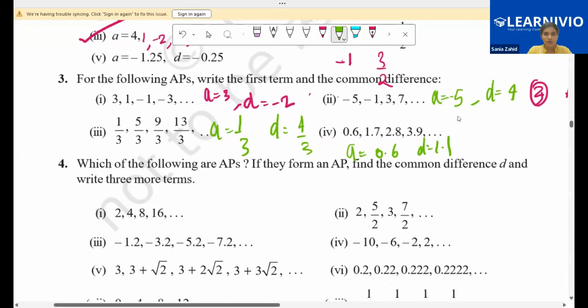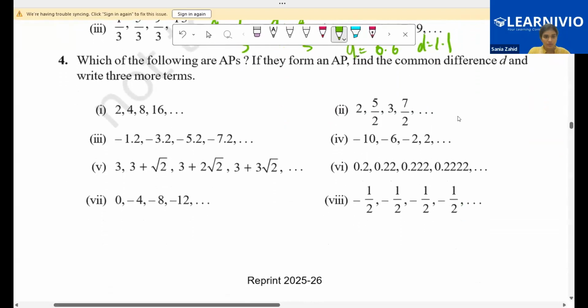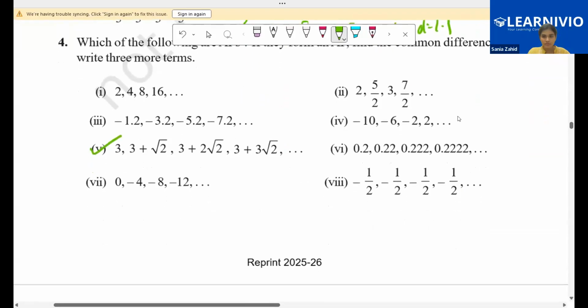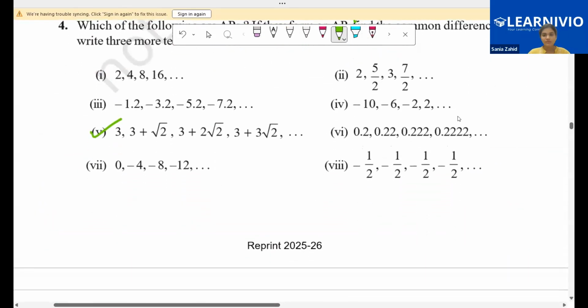Okay, that's it. Now we come to the fourth question. It says which of the following are APs, and if they form an AP, find the common difference and write 3 more terms. So for this, you will do question number 4. First do question number 4. Do it and tell me, we'll discuss.